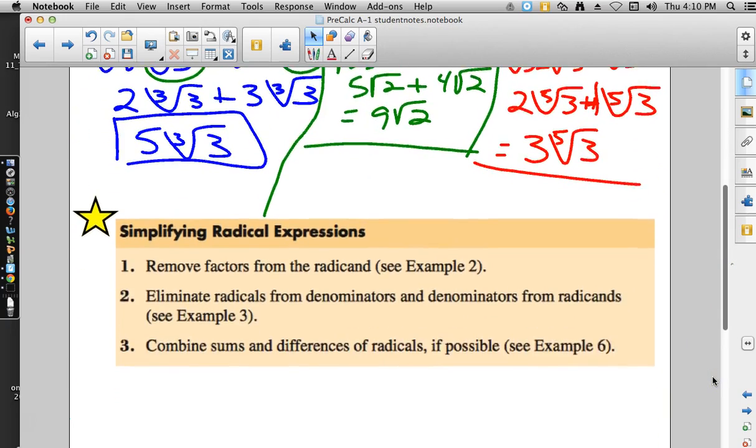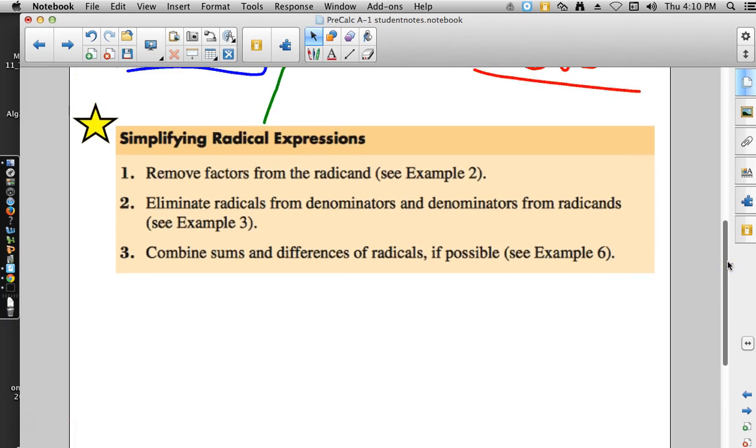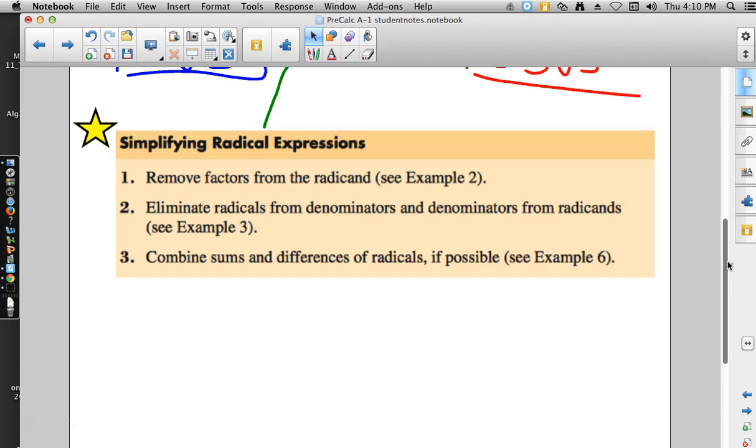So we have been through those objectives. And now we have simplifying radical expressions. And these are the things that we need to do as we work through all of these problems. Number one, we need to remove factors from the radicand. So take out perfect squares, perfect cubes, perfect fourths, perfect fifths. Number two, eliminate radicals from denominators and denominators from radicands. So we know we can't leave radicals in the denominator. That's what we have to get rid of here. And then step 3, combine sums and differences of radicals if possible. If they are like terms, then we can do what we did in example 6.